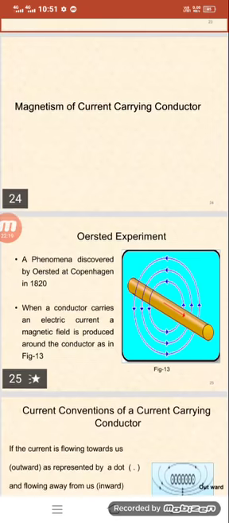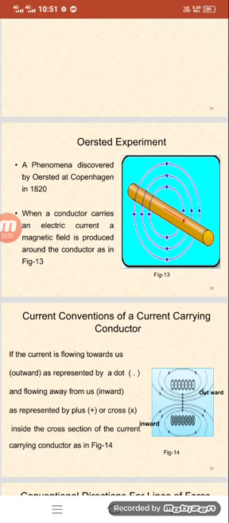After that, we are going to discuss the current conventions of a current carrying conductor. So what are the current directions for a current carrying conductor? Suppose the current is flowing towards us, outward, we represent that by a dot. Suppose a conductor is carrying the current towards us, the current is coming out from that conductor, or going outward from that conductor. That is normally represented by a dot.